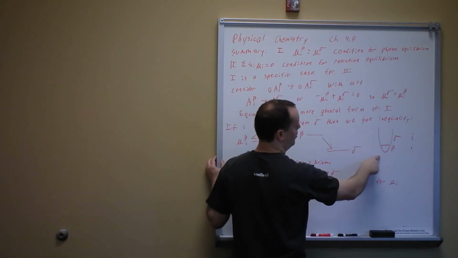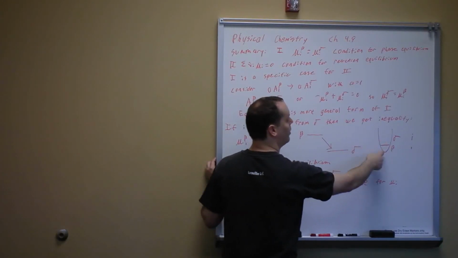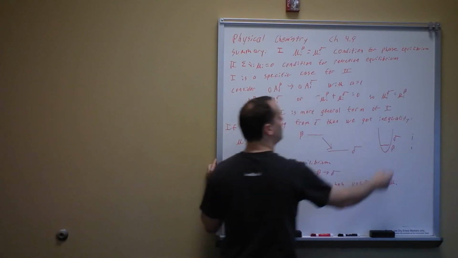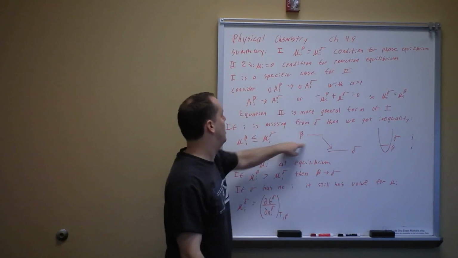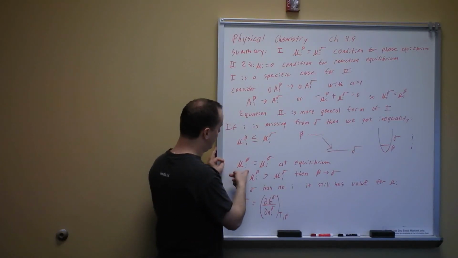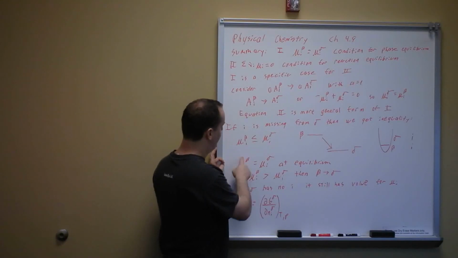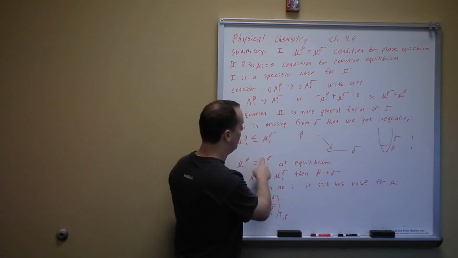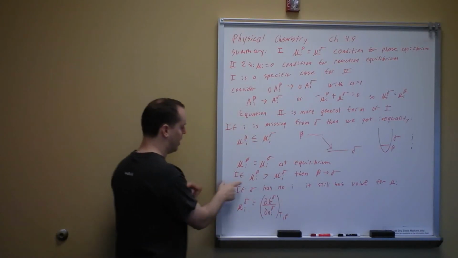For example, here's our test tube again. We have 2 phases. Arbitrarily set beta on the bottom, delta on the top. And we have substance I in both of them. And this is the mathematical description of that system. So remember what we've said before already, that the chemical potential for substance I in phase beta is equal to the chemical potential of substance I in phase delta. That's our condition for equilibrium.